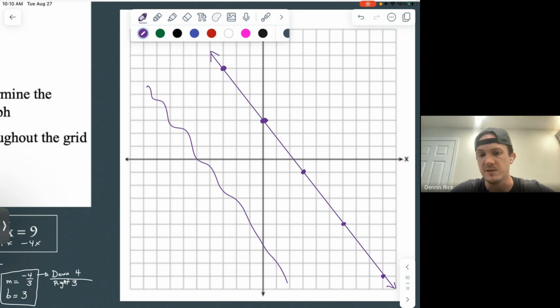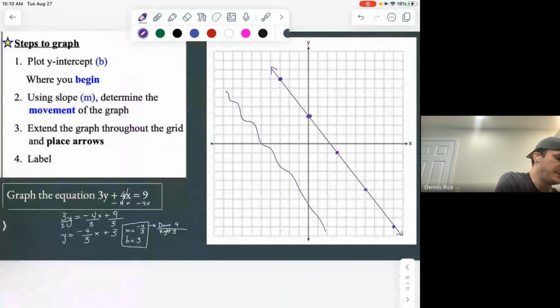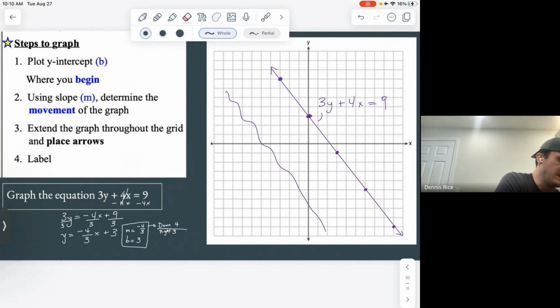Why do we put arrows on the end? That was in the notes, but we didn't talk about that. Does anyone know why you put arrows on the end of your line? And labeling is a good habit to get into now, particularly when we get into systems. It's technically not required, but labeling is just a good habit to get into. Why do we put arrows on it? Yeah, it goes on forever.